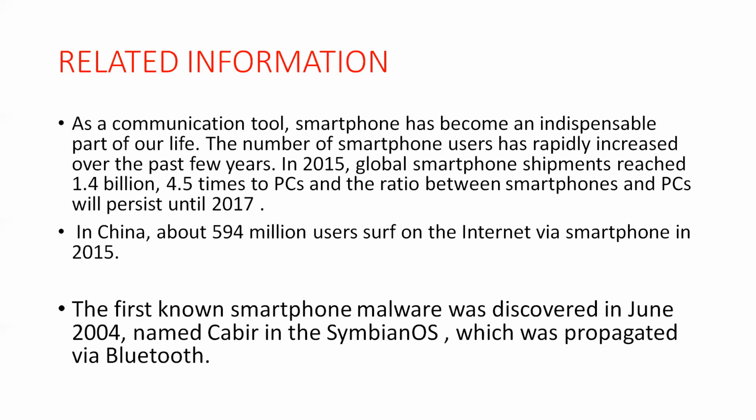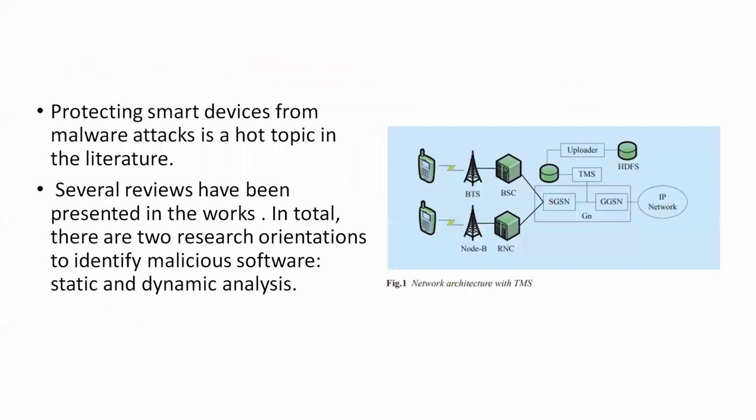The first known smartphone malware was discovered in June 2004, named Cabir, in the Symbian OS, which was propagated via Bluetooth. This is the first known smartphone malware. Next, protecting smart devices from malware attacks is a hot topic in literature. Several reviews have been presented in works. In total, there are two research orientations to identify malicious software: static and dynamic analysis.